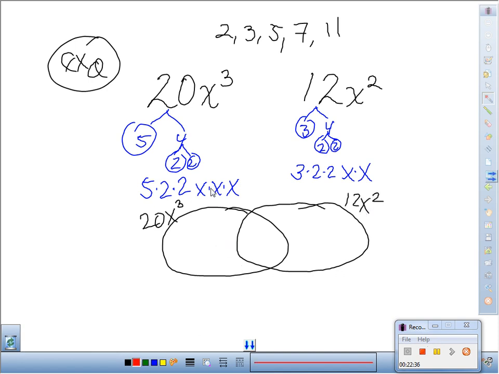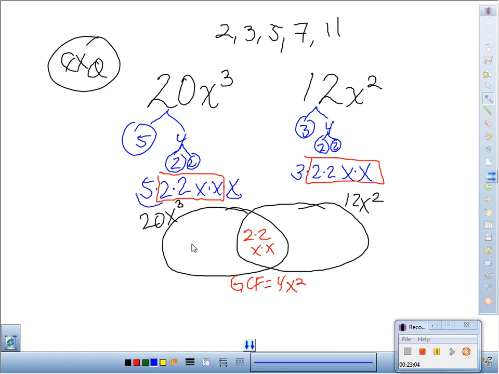So what's the same here and here? What do they have in common? 2 2s, and what else? And 2 x's. So 2 2s, 2 x's, 2 2s, 2 x's. But we only write it once, 2 times 2 and x times x. So my GCF is what? 4x squared. That is correct.